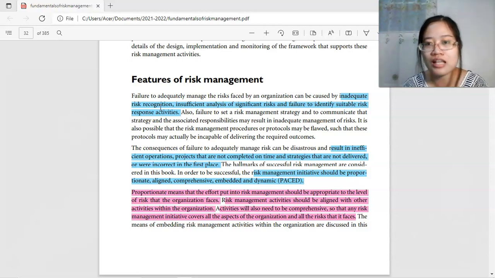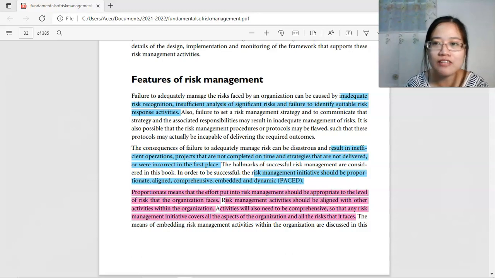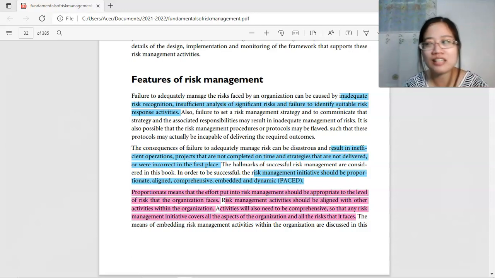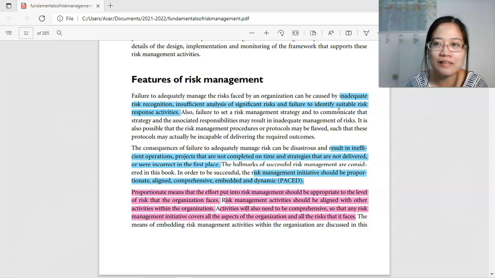So, insufficient analysis. Alright, tapos, itong last, failure to identify suitable risk response. Okay. Different types of risk, meron siyang kanya-kanyang appropriate risk treatment or risk response. Pero, yun nga, it's possible din na hindi maayos yung pagkaka-identify ng risk treatment. Hindi pala swak doon yung in-implement na risk treatment. So, mali. Kumbaga sa taong may sakit, ibang gamot, gamot para sa ibang sakit yung naibigay sa kanya. Okay? So, kaya siya hindi naging maayos.